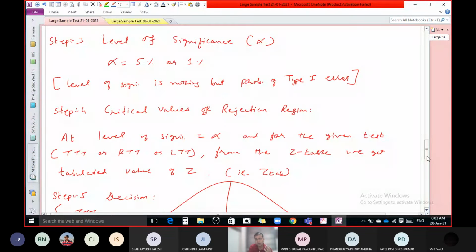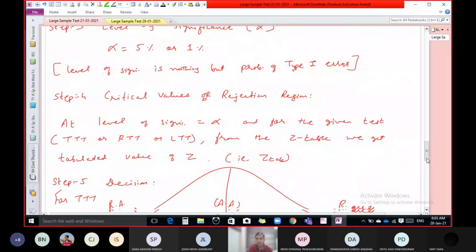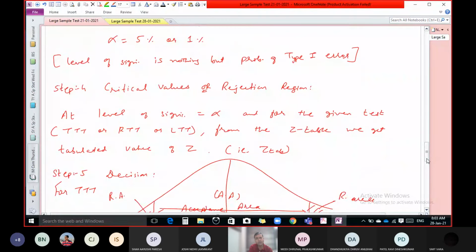So when your null hypothesis is correct, but during the procedure of the testing, if it is rejected, then that conclusion is a wrong conclusion. So an error is there, and that error is known as type 1 error, and it is denoted by alpha. And normally we have to take alpha 5% or 1% if nothing is mentioned. You have a choice. You can take 5%, no problem at all.